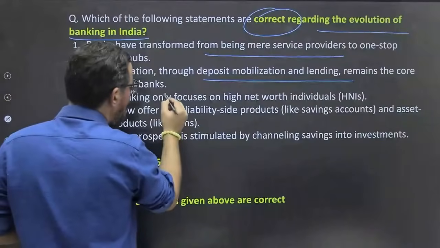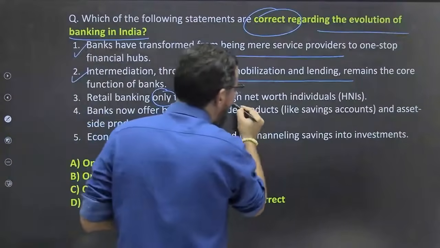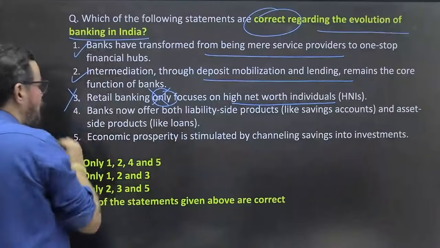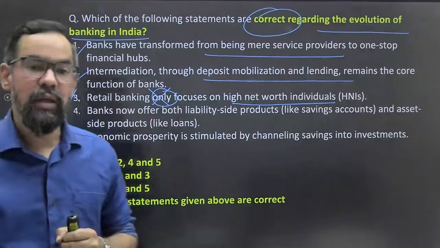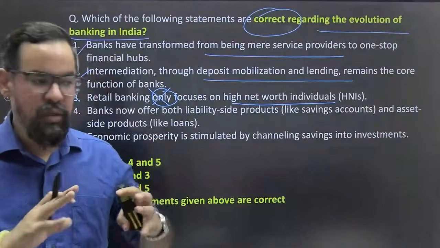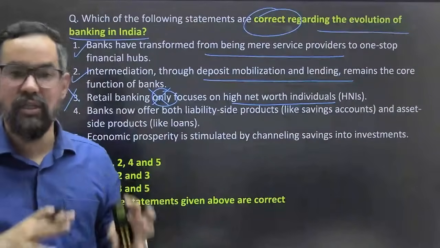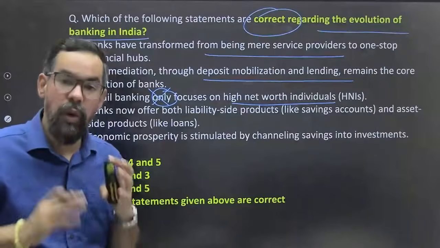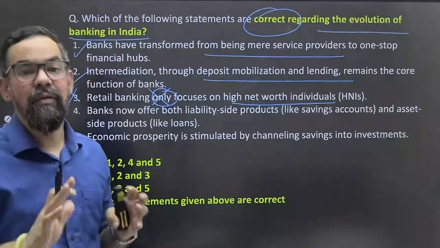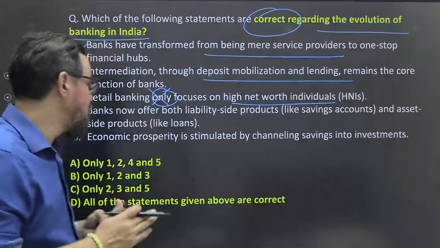Retail banking only focuses on high net worth individuals. No. There was one point which we discussed in our concept summary also. The primary target of retail banking is masses. Okay? The major business, the overall business contributed by retail banking worldwide in the banking system is about 60%. And our major target is masses, our masses team.